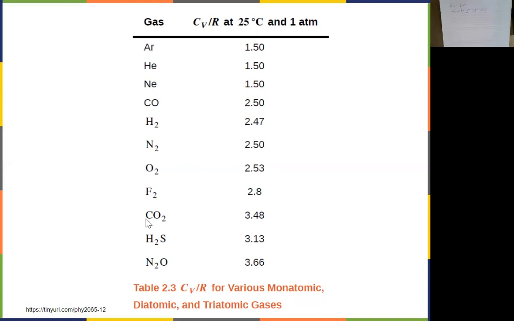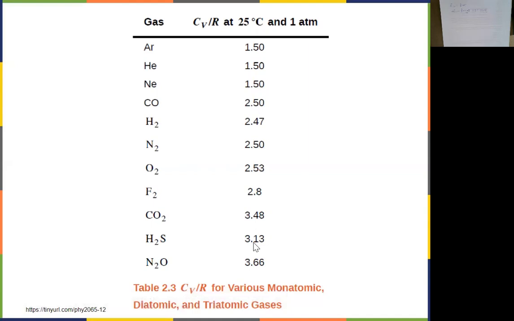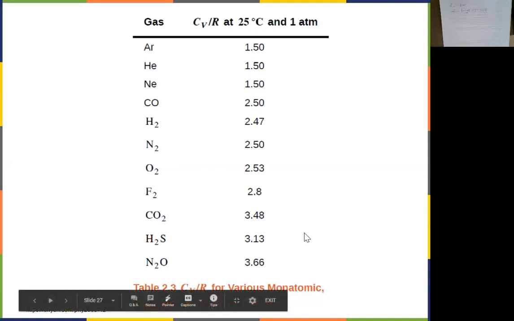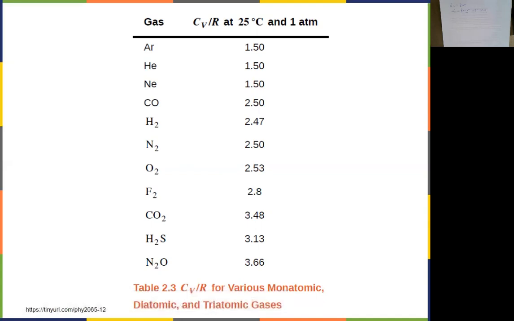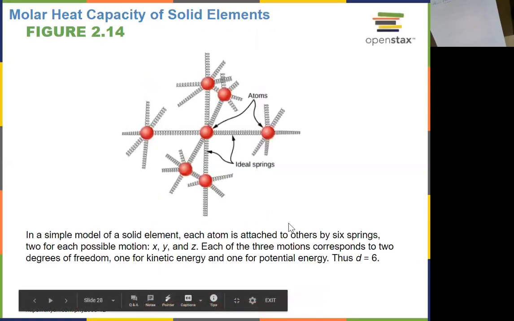For three atoms or triatomic gases, this is about 3.5. This one is a little bit smaller because it's not symmetric, but roughly about that. So monatomic is 3/2, diatomic is 5/2, triatomic gas is 7/2. For solid, the degree of freedom is 6, so it's 6/2, which is 3 times R.